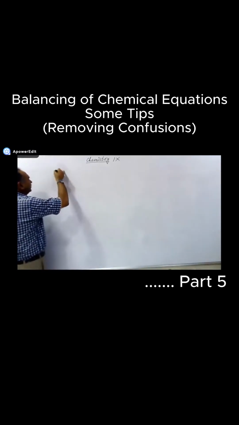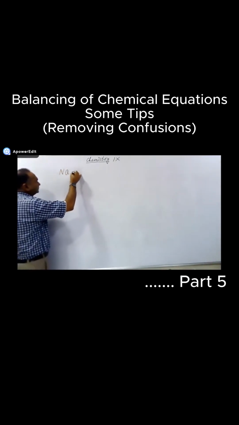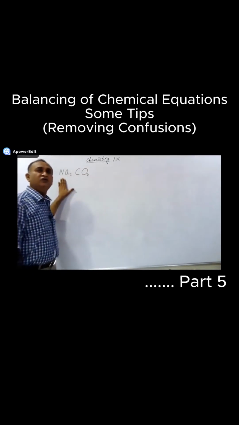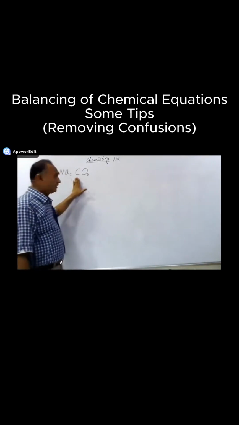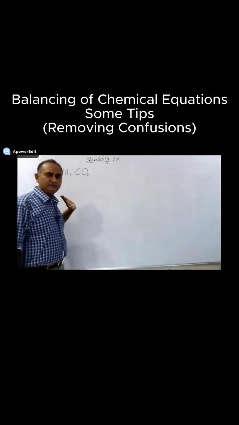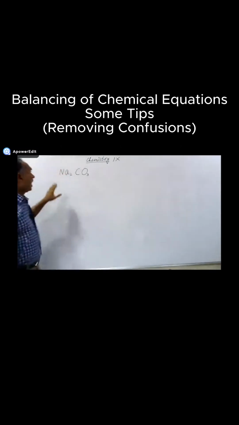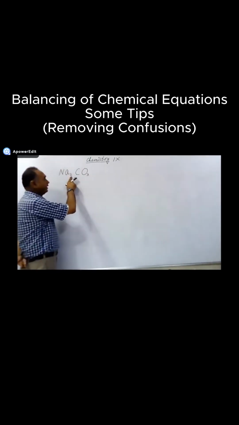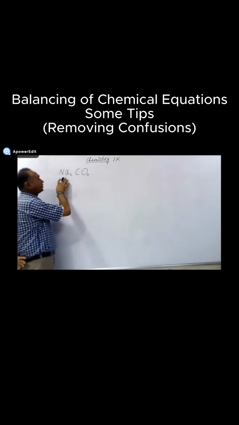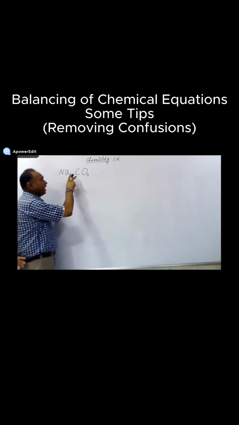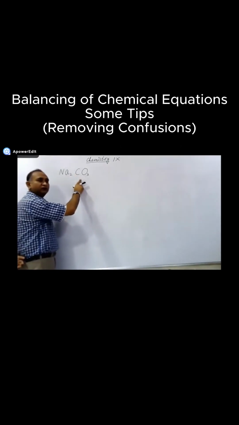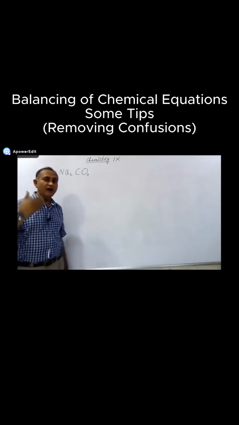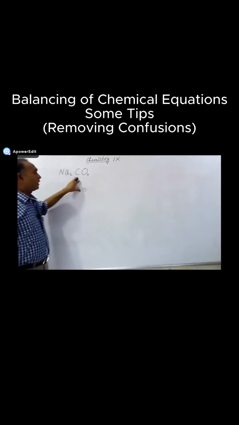If I write here Na2CO3, how many of you can recognize its name? Na is the symbol of sodium, CO3 is carbonate, so its name is sodium carbonate. How many sodiums can you see over here? Just two, because the subscript here is two. How many carbons? One carbon. No subscript, one. How many oxygens? Three. So it says two sodiums, one carbon and three oxygen.